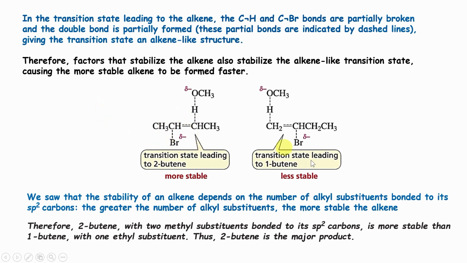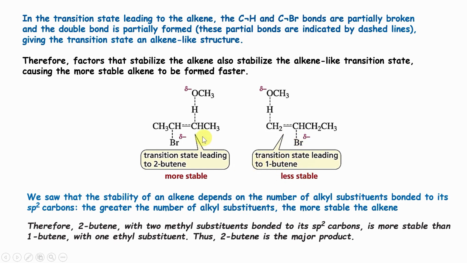Therefore, the factors that stabilize alkenes will also stabilize the alkene-like transition state of this reaction, causing the more stable alkene to be formed faster. For example, see, this is the transition state leading to the formation of 2-butene. You can see this transition state is more stable. This other transition state is the one leading to 1-butene.